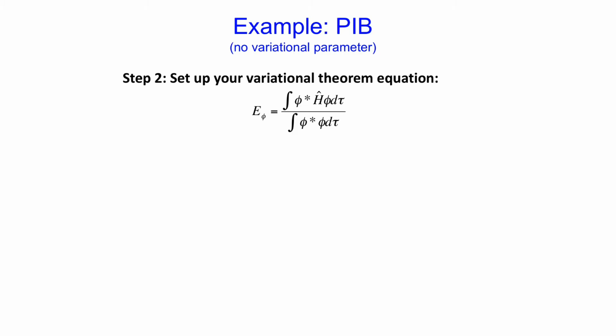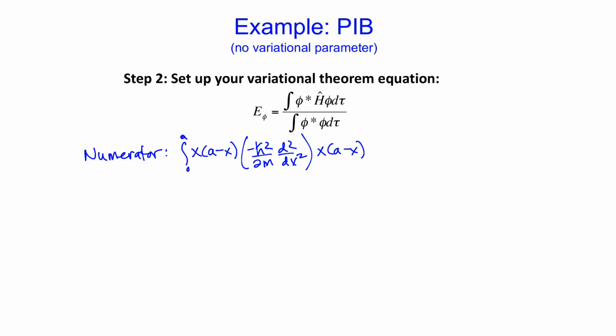Next step, now that we have our trial function, is to set up our variational theorem equation and do our calculation. I like to approach these calculations in a stepwise form. You can do whatever works for you, but I like to calculate my numerator first and then the denominator and then put them back together. Sometimes it's not really necessary if you have a simple calculation, but sometimes they get pretty complicated, and it's easier for me to keep track if I separate out my numerator from the denominator. So I'm going to do that approach.